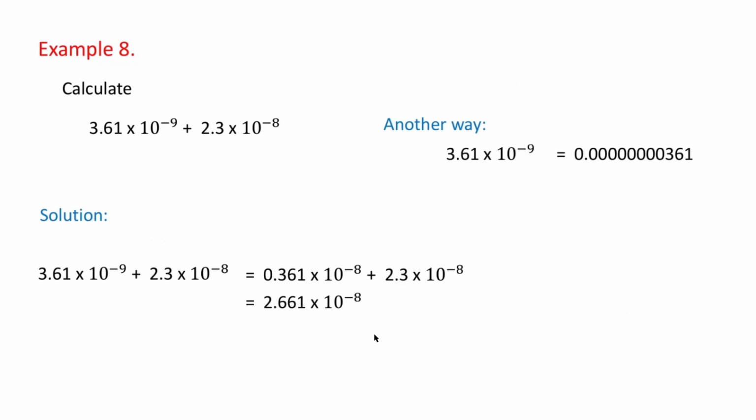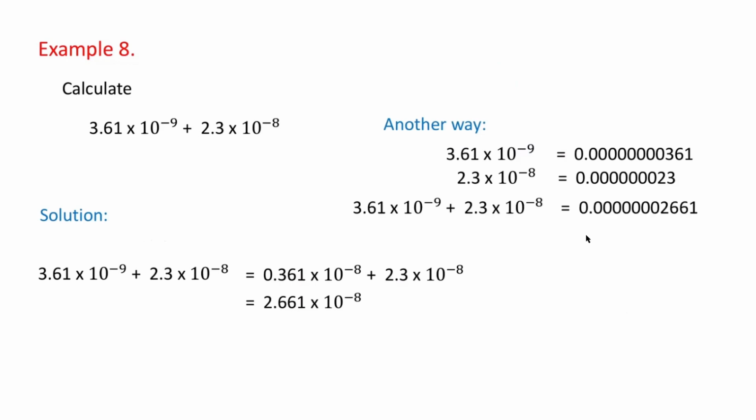If you want to turn each one of them into a decimal number, you can, but be careful, you have to line up the decimal points here, add them, and then now this is going to go 1, 2, 3, 4, 5, 6, 7, 8, so 10 to the negative 8.